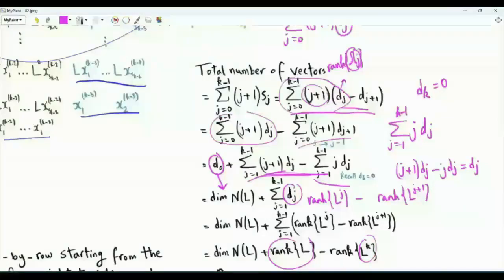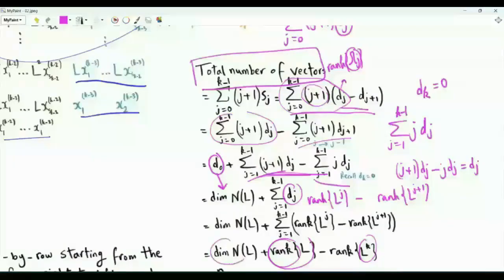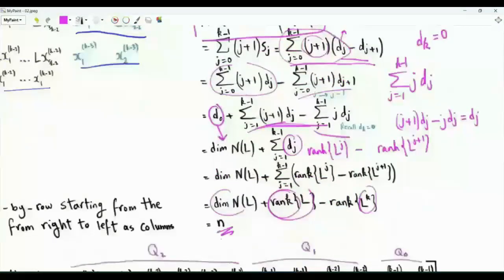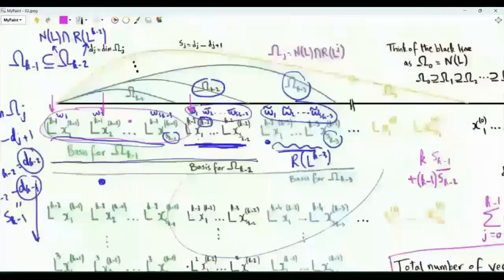L to the power k is the all zero matrix, and so the rank of L to the power k is 0. The total number of vectors generated is equal to the dimension of the null space of L plus the rank of L. By the rank nullity theorem, the sum of the rank and the dimension of the null space is the number of columns of the matrix, which is small n. What we have here is a total of n vectors.